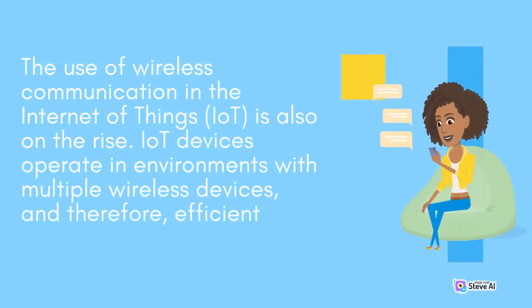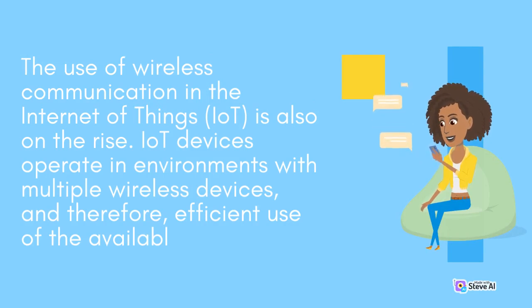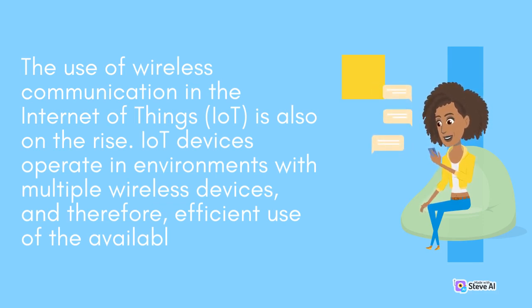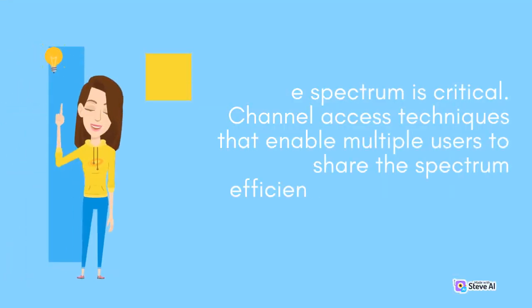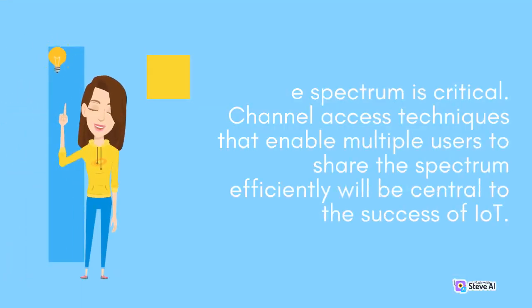The use of wireless communication in the Internet of Things, IoT, is also on the rise. IoT devices operate in environments with multiple wireless devices, and therefore, efficient use of the available spectrum is critical. Channel access techniques that enable multiple users to share the spectrum efficiently will be central to the success of IoT.